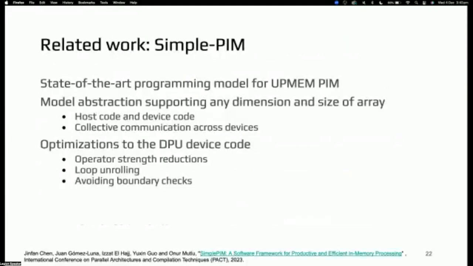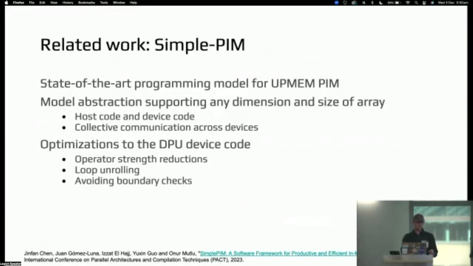But yeah, some of the related work that's the state of the art that we're comparing against is this work called SimplePIM from ETH Zurich. They have an entire model abstraction of data types with arbitrary size and dimensions. They provide abstractions for writing host code and device code, so you just work on these arbitrarily sized arrays. It does the collective communication for you, that kind of thing, and it does some optimizations to device code as well.